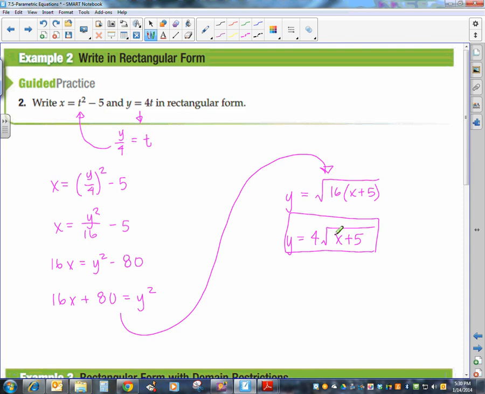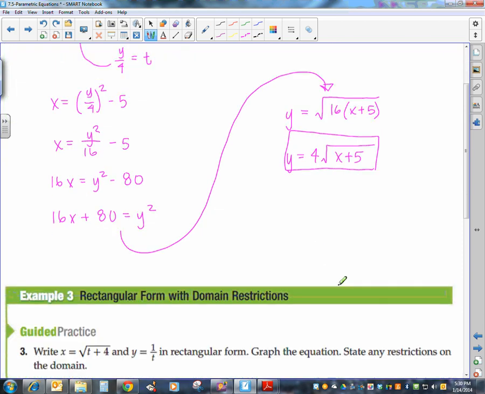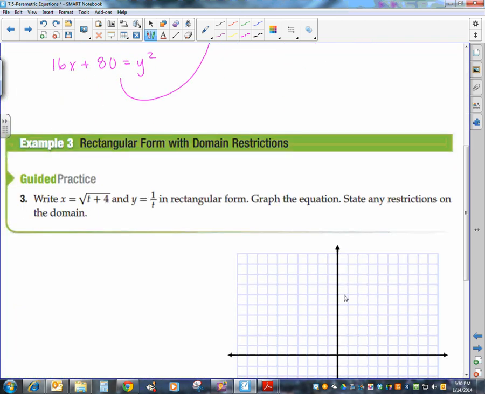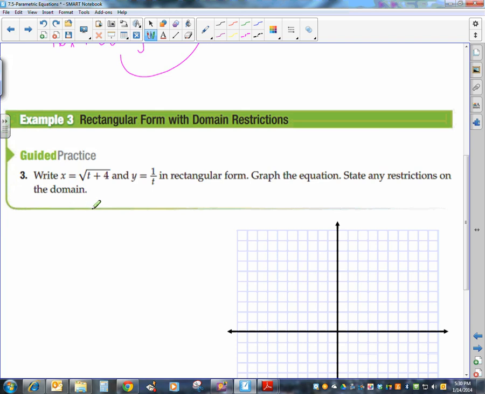Sometimes our domain has to be restricted, so we have to be aware of that. This time we have x equals the square root of t plus 4, y equals 1 over t. And they want us to put them in rectangular form. They did ask us to graph the equation, so we may just sketch those.